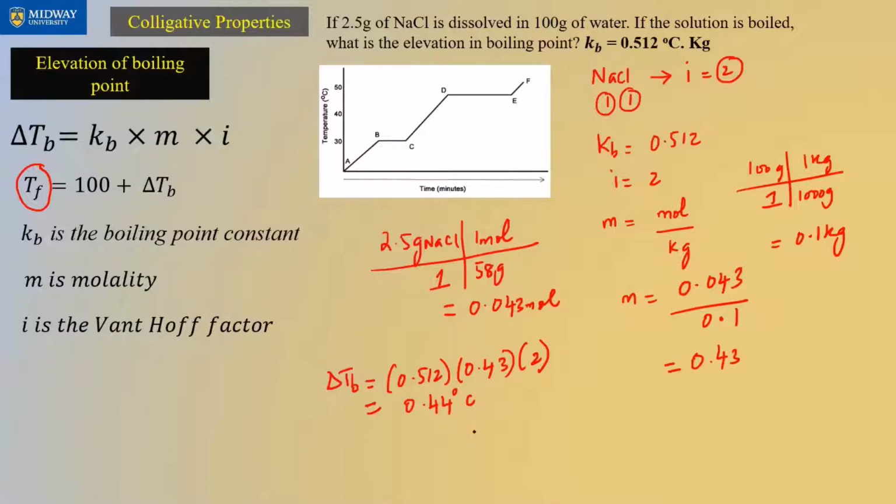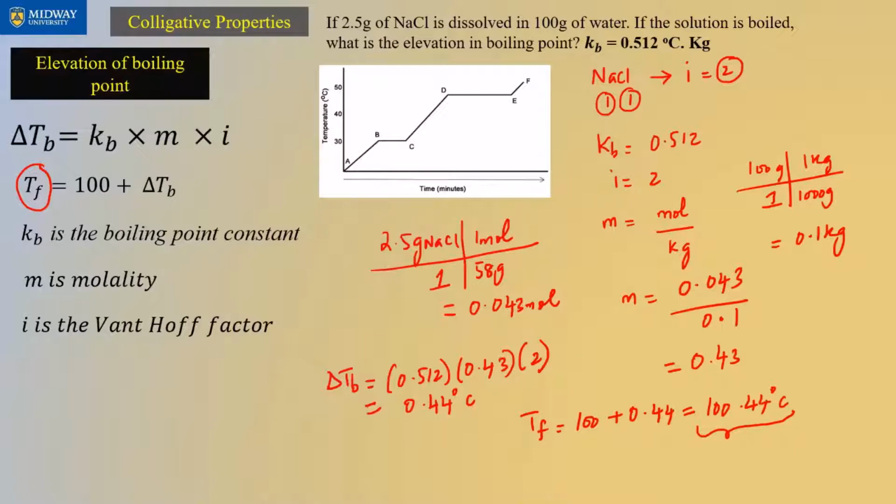But what is the actual boiling point of the liquid itself? Well, you have to add this value to 100. So Tf equals 100 plus delta Tb. This is how much it's elevated. But what is the actual boiling point? Because we're heating water, 100 plus 0.44 is 100.44 degrees Celsius.